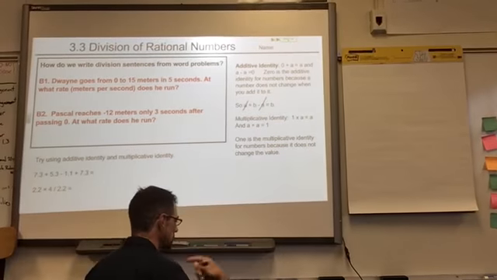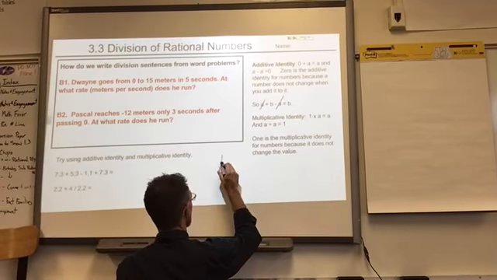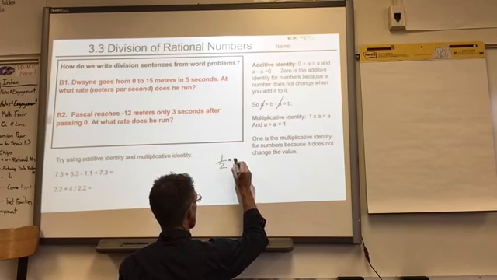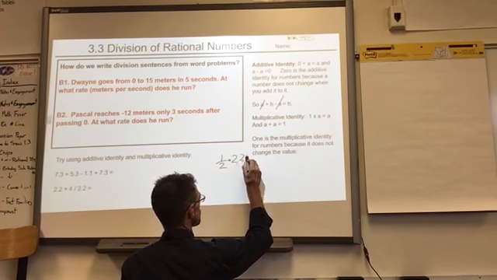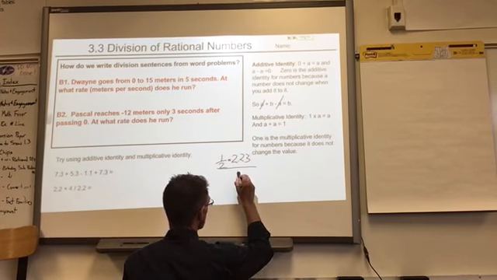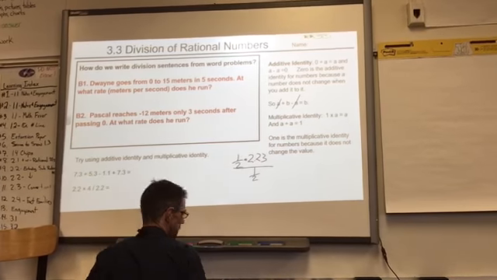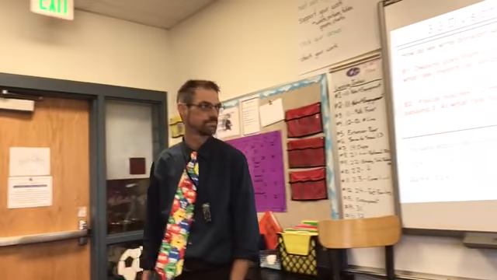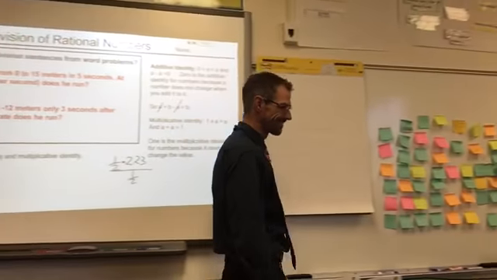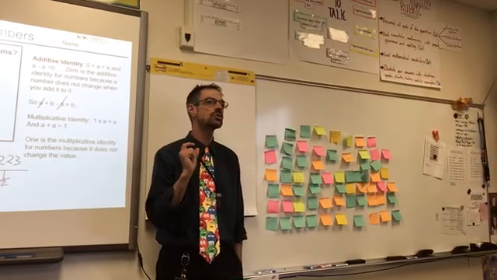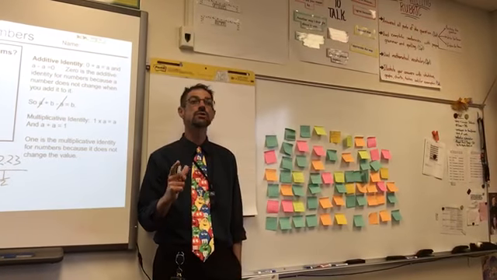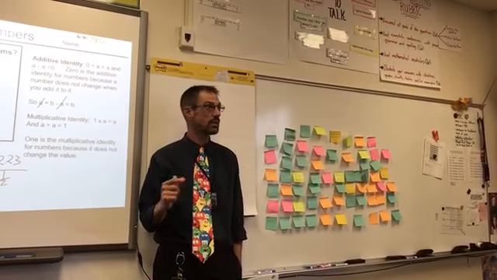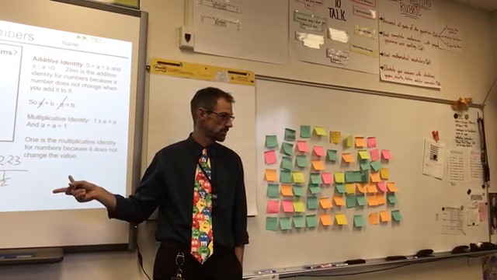So on your paper, I want you to follow along with me. So if I have 1/2 times 2.23 divided by 1/2. Write that down on your paper. So I'm going to show you how it works. And then your job is to recognize when you have it. This looks like a hard problem.